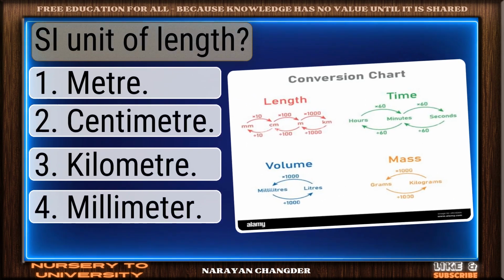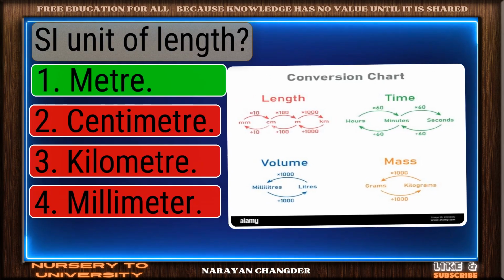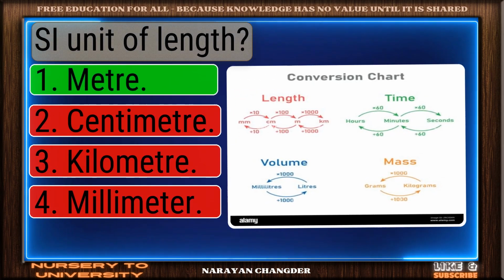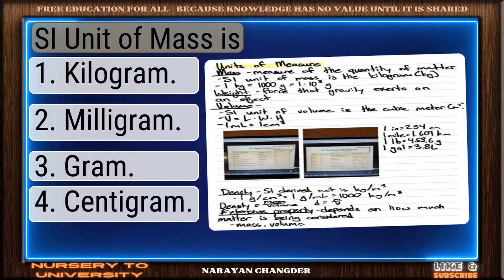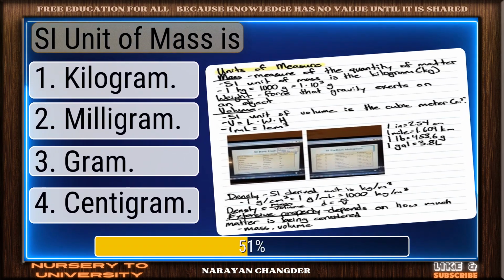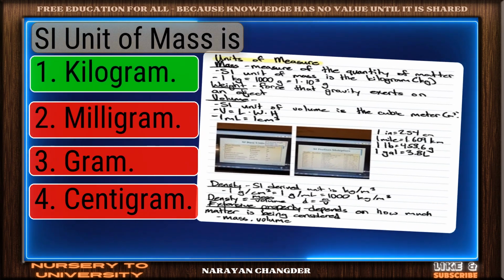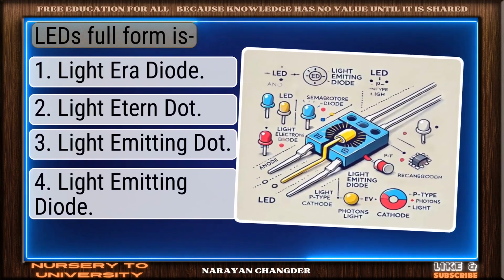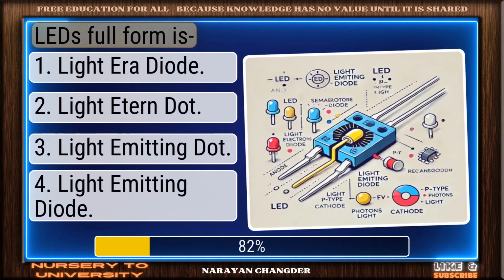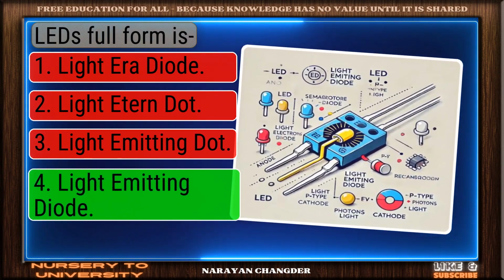Question number 279. SI unit of length. Good job. Your answer, meter, works well here. Question number 280. SI unit of mass is. Right choice. Kilogram is the best answer. Question number 281. LED's full form is. Great job. Light-emitting diode is the accurate answer.